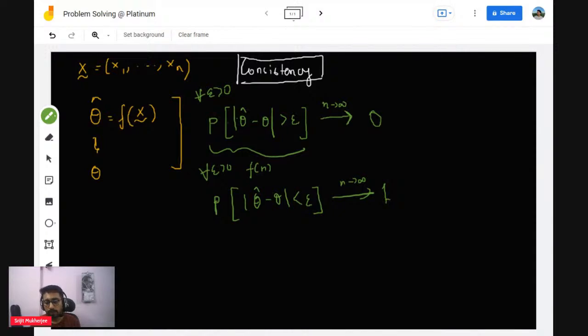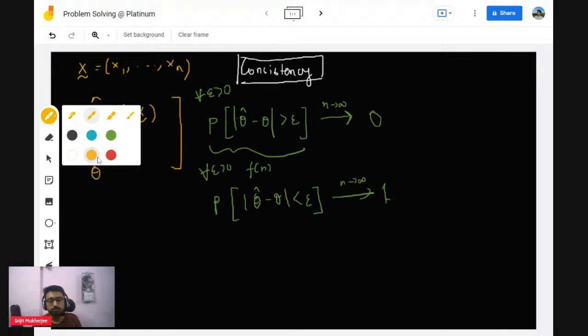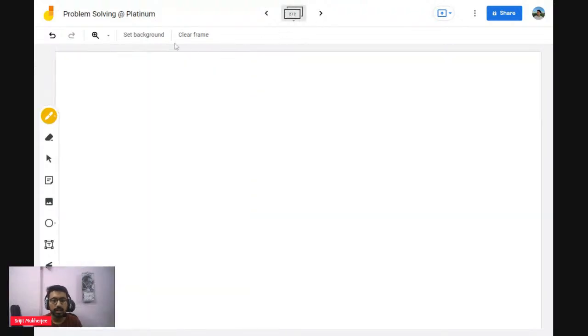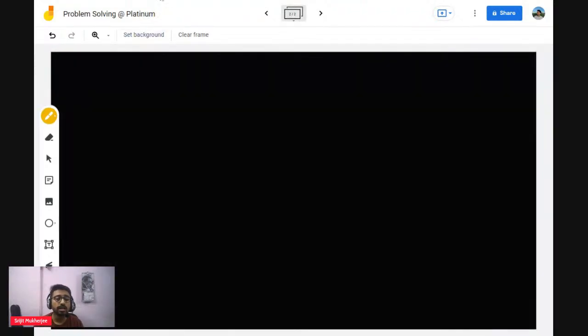Very good. So now coming back to the next part, this is the definition. An estimator is consistent like this. So now the question is, how to show that an estimator is consistent, guys? How to show an estimator is consistent.